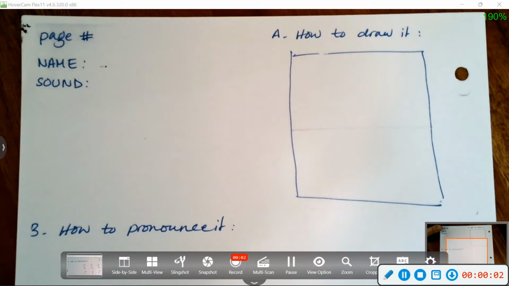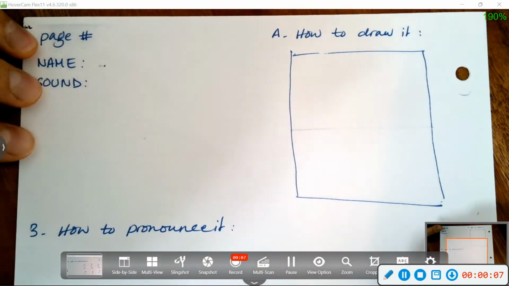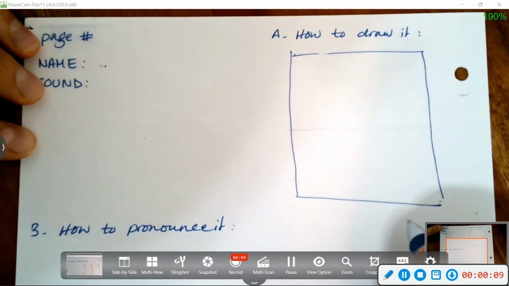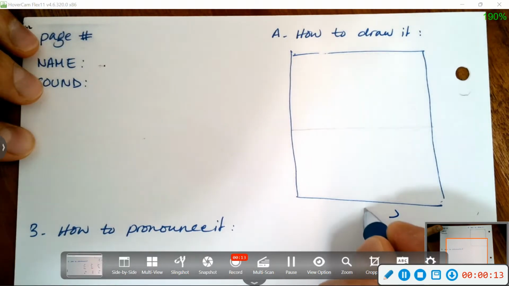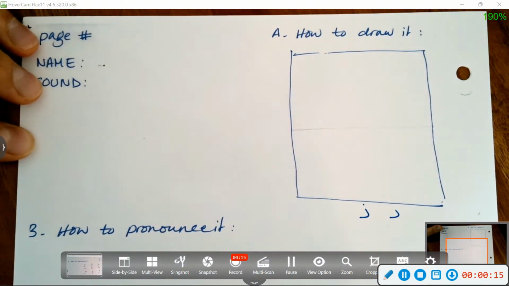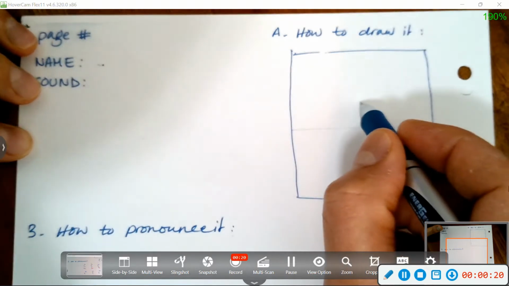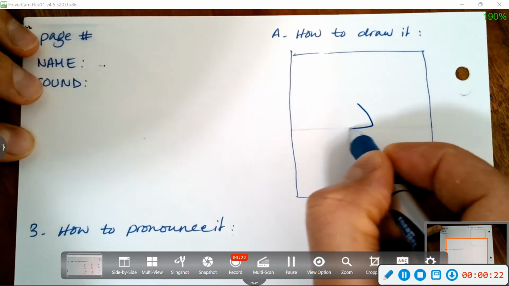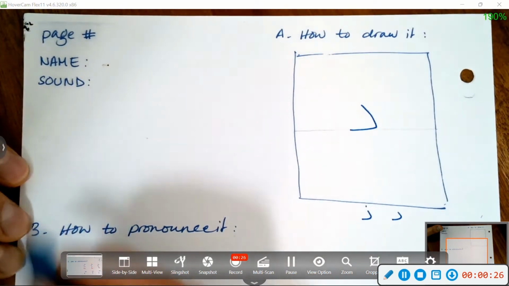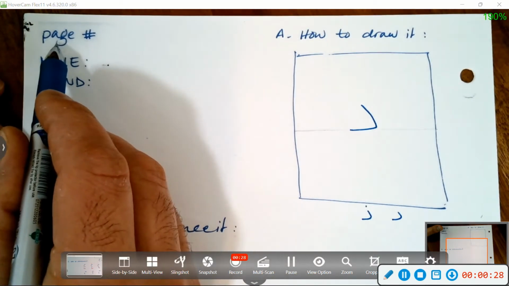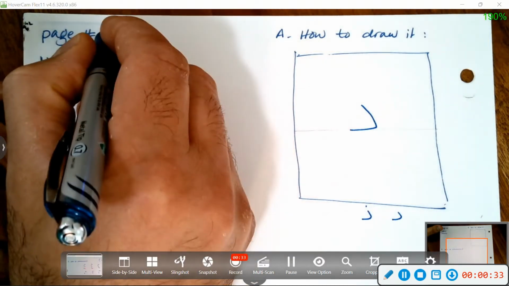The next two letters are also twin letters in terms of how we draw them: Daal and Thaal. To enlarge the letter Daal, it's going to be written like that. And let's also write the page number, which is 8.